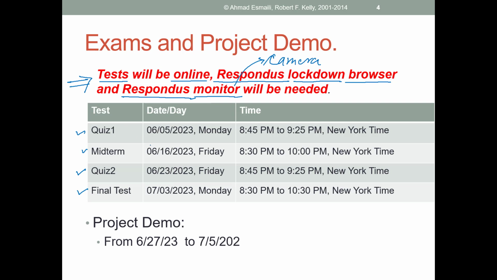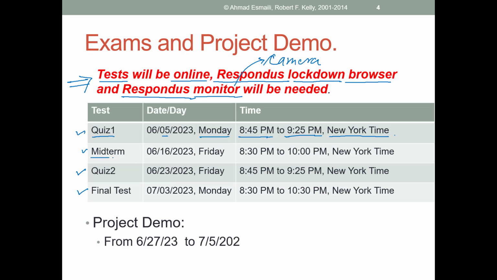Okay, so now let's look at these exam dates. The first exam would be quiz 1, that will be on 5th of June, that is a Monday, and the time would be from 8:45 p.m. to 9:25 p.m. New York time. So the quiz is going to be pretty short. You might be wondering if you may not have sufficient time, but that is not the case. Usually I give 40 minutes, but students usually finish it in 15 to 20 minutes, or maybe a little early. So that's about quiz 1.